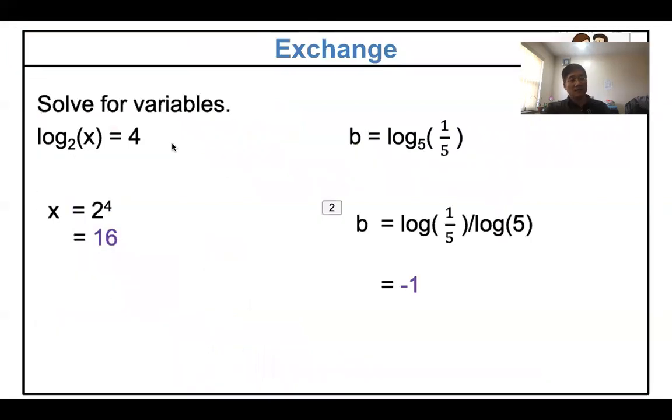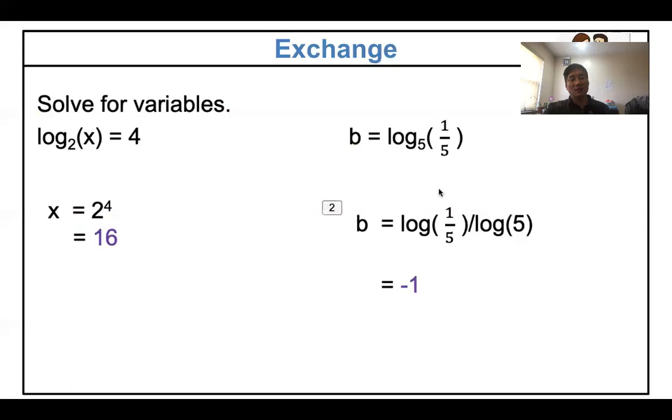Log base 2 of x equals 4. Again, the 4 goes down here, and the base is the same base, 2 to the fourth power. So x is equal to 2 to the fourth power. Please remember this, then x equals 16. But in this one, the variable is already outside, so you don't need to do anything. Just put it into the calculator.